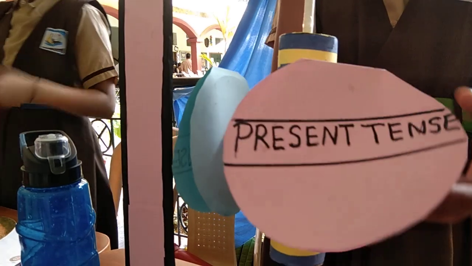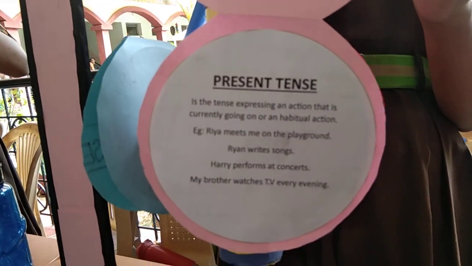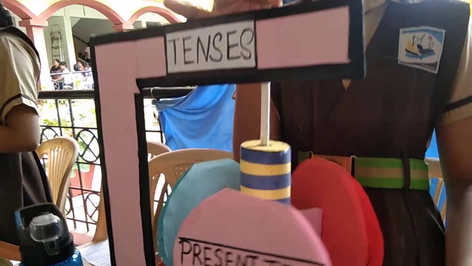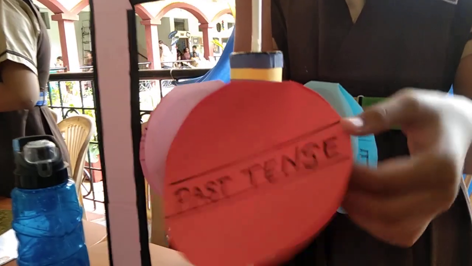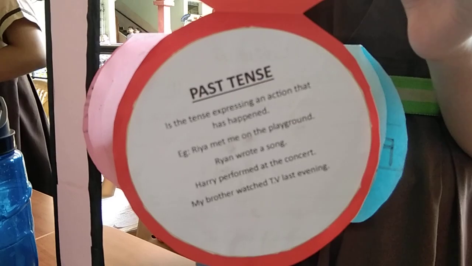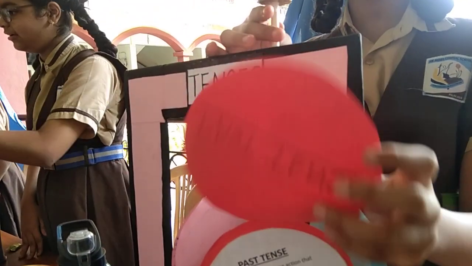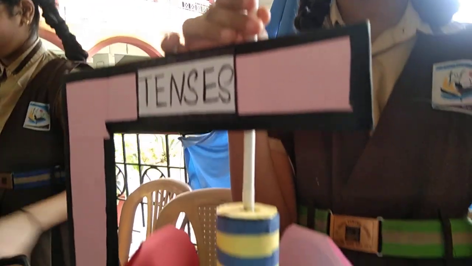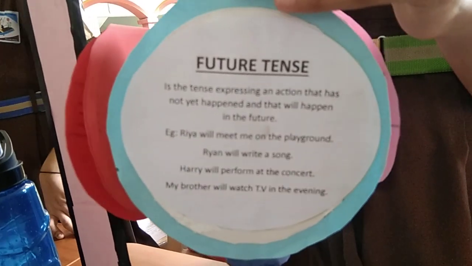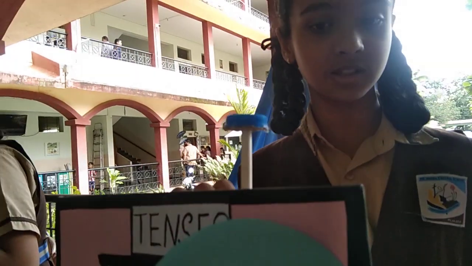The present tense tells us about an action that is happening in the present. For example, Sumit reads a book every day. Past tense tells us about an action that had already happened in the past. For example, Maya played in the afternoon. Future tense refers to what is going to happen in the future. For example, Jade and Jim will visit his friends tomorrow.